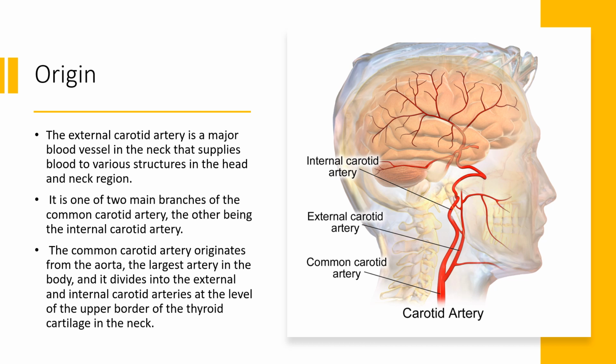Now let us talk about the origin of the external carotid artery. It is a major artery of the head and neck, and it supplies almost all the structures in the head and neck. It is one of the main branches of the common carotid artery, the one being the external and the other being the internal carotid artery. The origin of the common carotid artery is from the aorta, and it divides into these two arteries, internal as well as external carotid artery, at the level of the upper border of the thyroid cartilage in the neck.